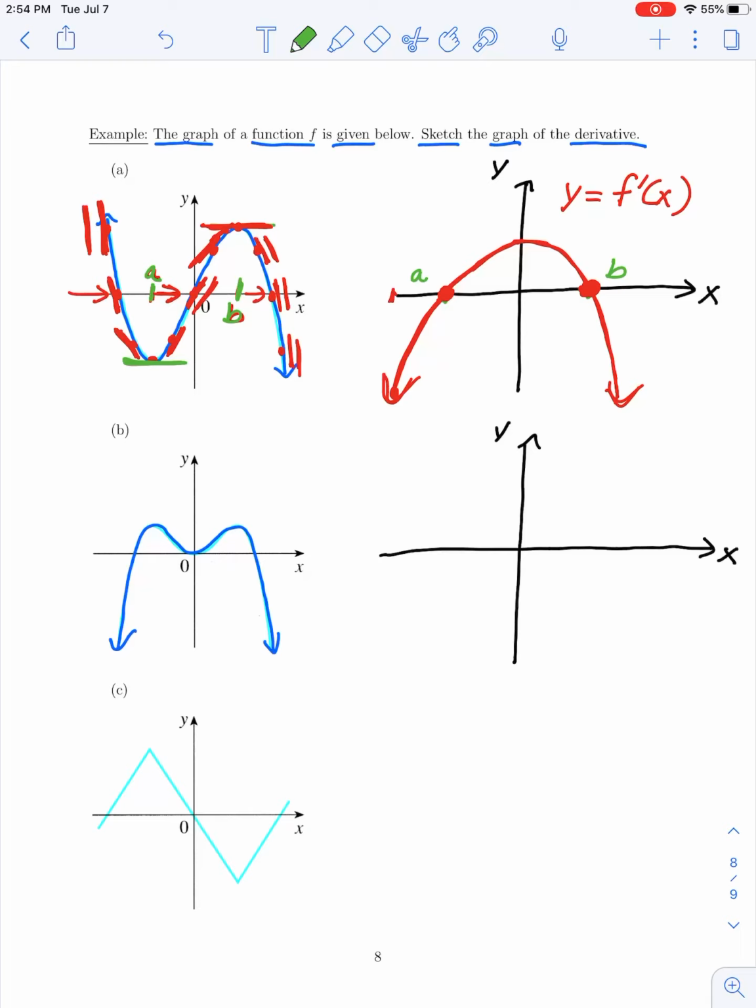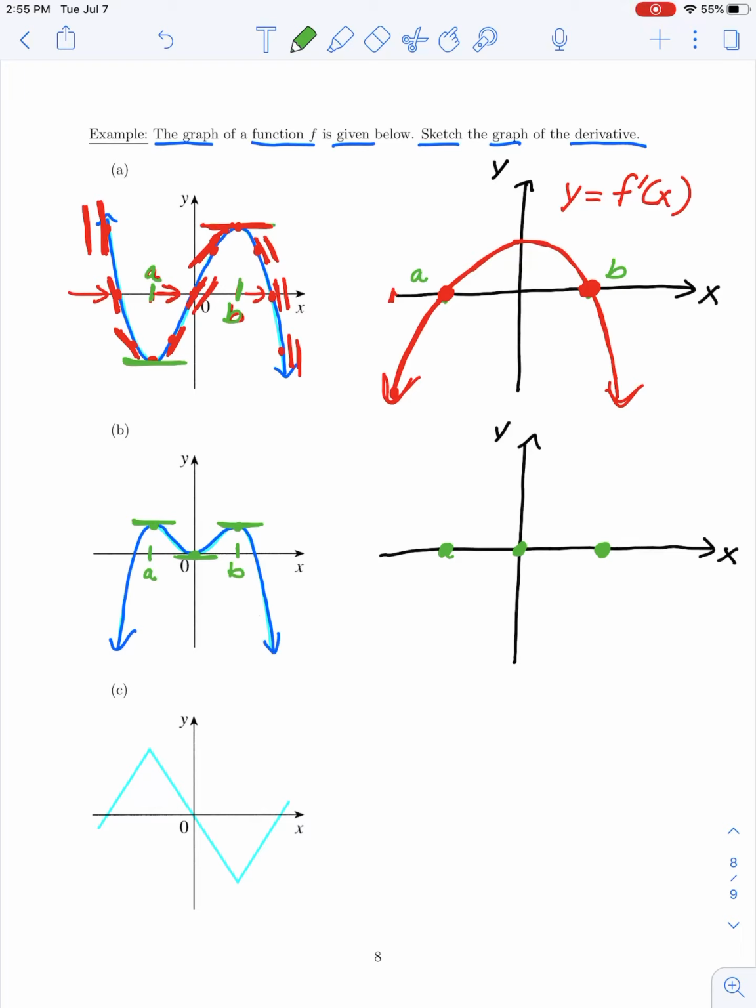And I see here that at this value of x, let's call this maybe a, I have a horizontal tangent. When x is 0, I have a horizontal tangent. And when x is b, looks like I have a horizontal tangent. So for the graph of my derivative, when x is a, 0, or b, I'm going to have a derivative which is 0. So those are going to be my intercepts for the graph of the derivative.